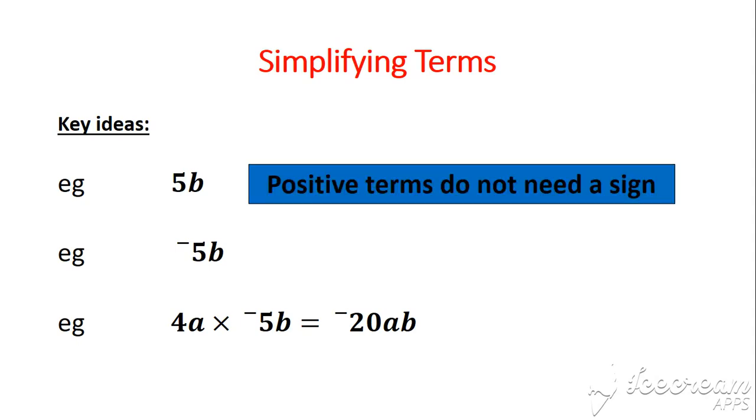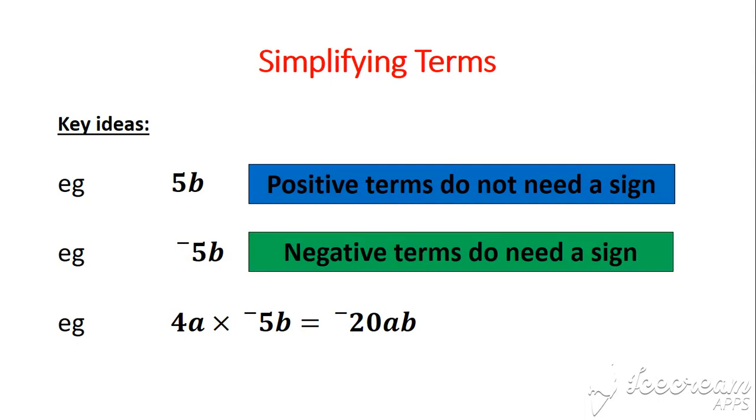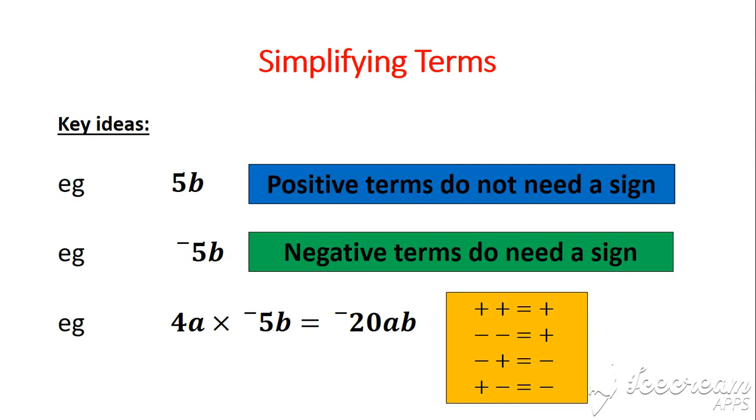All right, what about the fact that numbers with no signs are positive terms? You can see that negative terms do need a sign. And don't forget your basics of integers. If they are the same, two positives make a positive, two negatives make a positive. But if they are different, they make a negative.